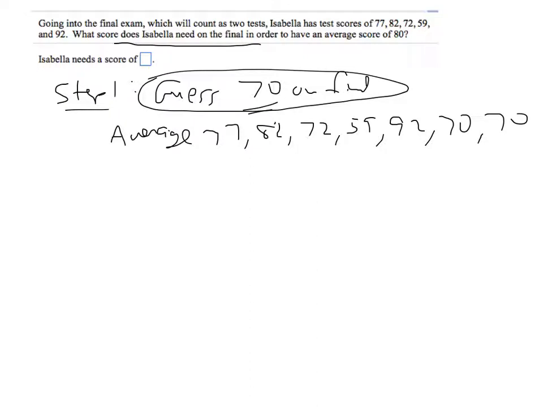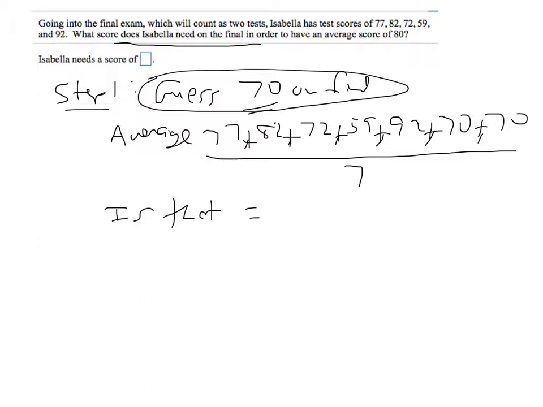And so I should be averaging this list of numbers. Now the way I average things is I add them up, and I divide by the number that there are. So 1, 2, 3, 4, 5, 6, 7 over 7, and I see, is that equal to 80? Right, that's what it wants me to have. So if you do that calculation, if you add up 77, 82, 72, 59, 92, whatever, divide by 7, and ask yourself, is that 80? The answer is no, it won't be 80. But that's not really the point.